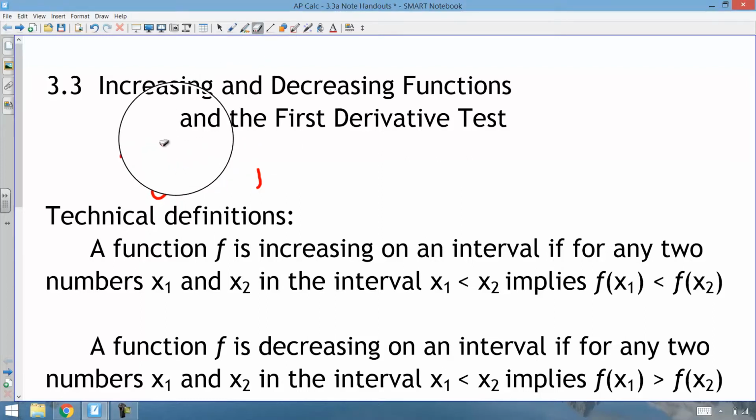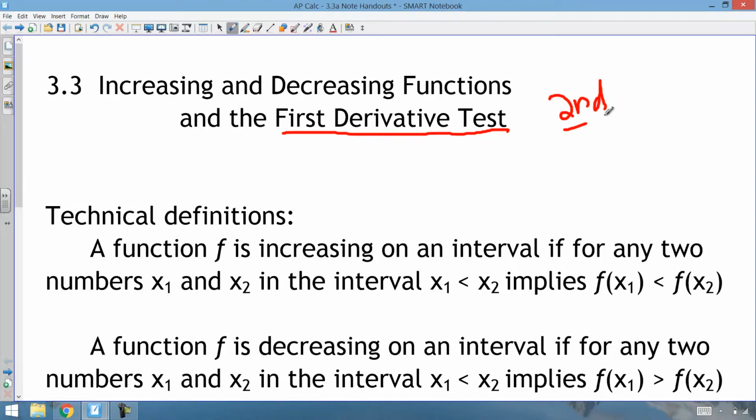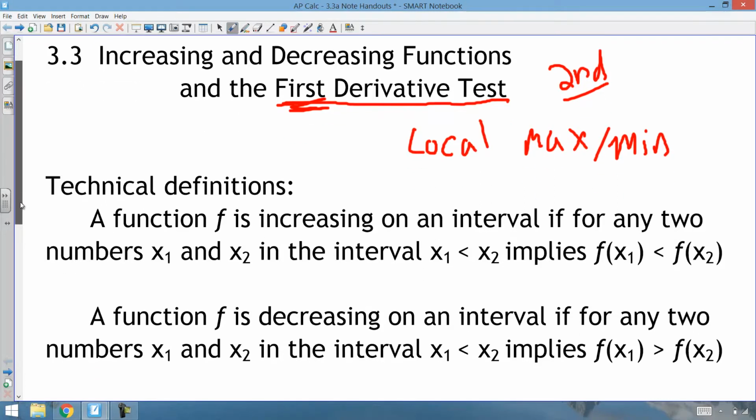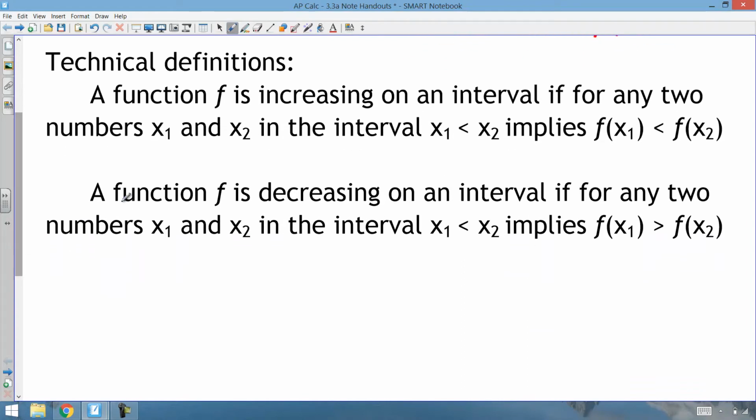Alright, so this video is 3.3, which is on increasing functions and the first derivative test. Now, people often get the first derivative test and the second derivative test confused. We're using the first derivative for this test for local max and min, or relative max and min. So that's basically what's happening here. Now, these things aren't super important. I think I printed all of this for you.